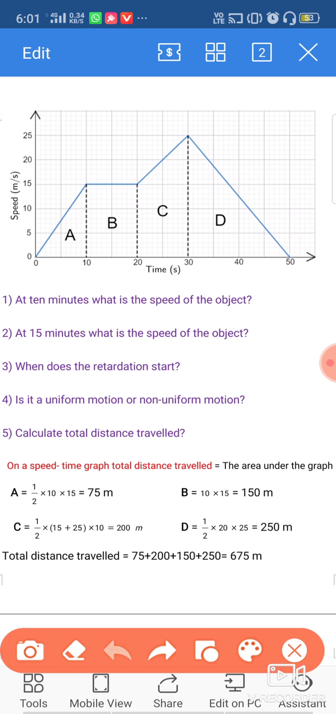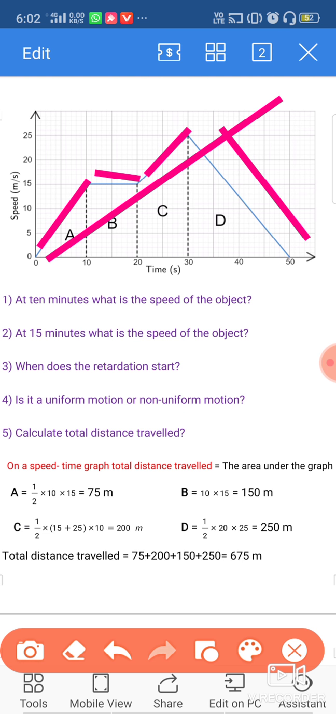Is it a uniform motion or non-uniform? Of course, seeing the graph, we can say it is a non-uniform motion. Uniform motion means the graph shows a straight line. If the graph shows a straight line, it means the object is moving in uniform motion. Here the object is not moving in a straight line. The curve is going like this. So it is called what? Non-uniform motion.